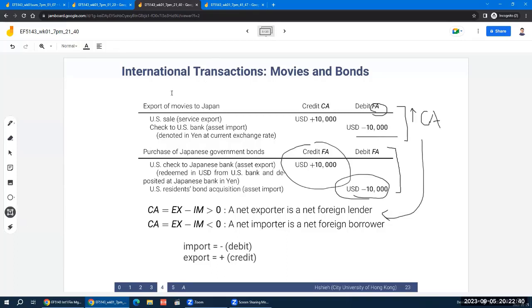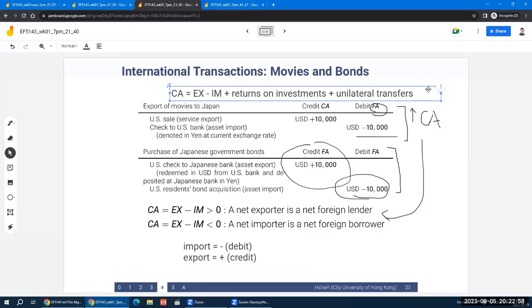So I'll write it here, but just to remind you that I'm not going to ever use this anywhere else. Okay. Returns on investments. And then plus unilateral transfers, of course, right? Remember, balance of payments is bilateral transactions. So I'm actually omitting two things, right? But focusing on this is just enough, okay?